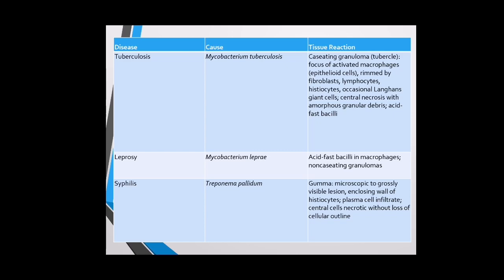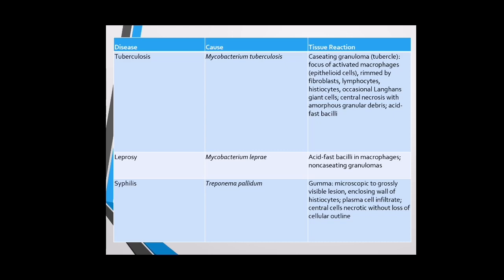First one is tuberculosis. Causative agent is Mycobacterium tuberculosis. You will find the caseating granuloma, or tubercle, a focus of activated macrophages, that is epithelioid cells, rimmed by fibroblasts, lymphocytes, histiocytes. Occasionally Langhans giant cell, which is horseshoe shaped, central necrosis with amorphous granular debris, acid-fast bacilli. Please remember Langhans giant cells, which are horseshoe shaped, are seen in tuberculosis, and caseous necrosis is seen in tuberculosis.